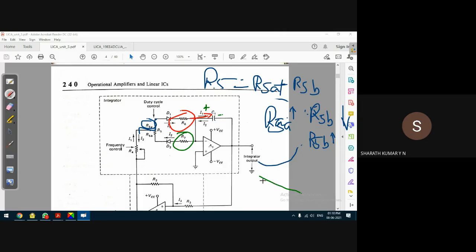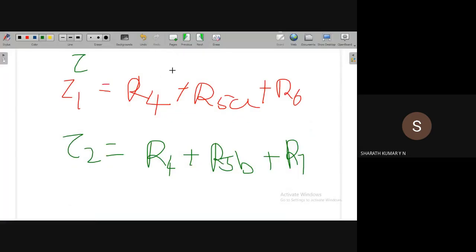It depends on the output of the integrator. Negative depends on the value of R4, R5A, and R6. That means it's something like this. This is tau on is equal to R4 plus this, into C1. Very simple. So this can also be called tau on.